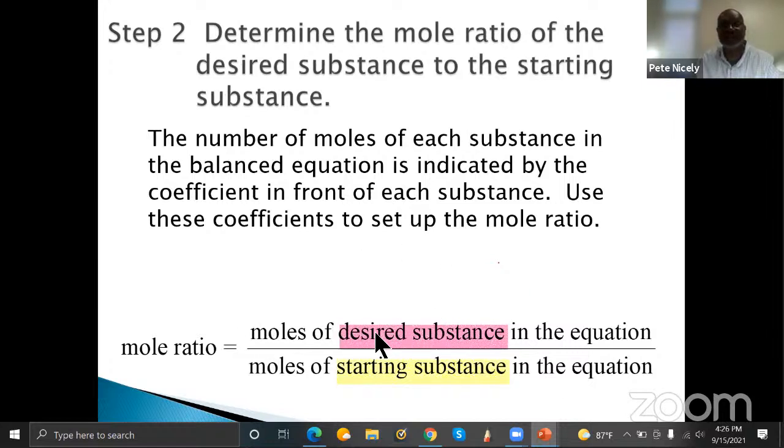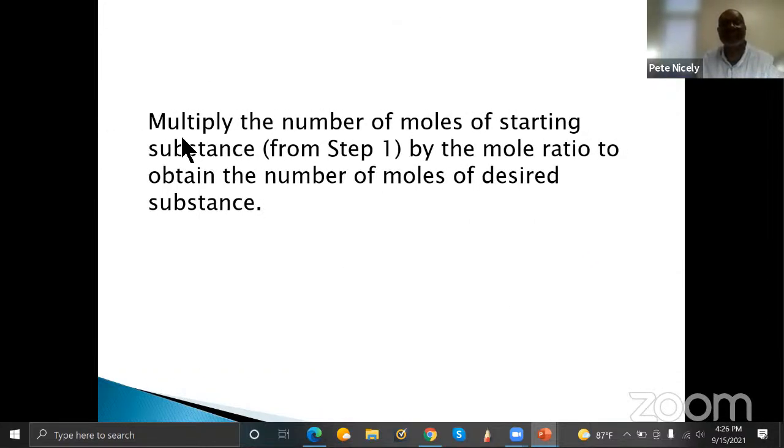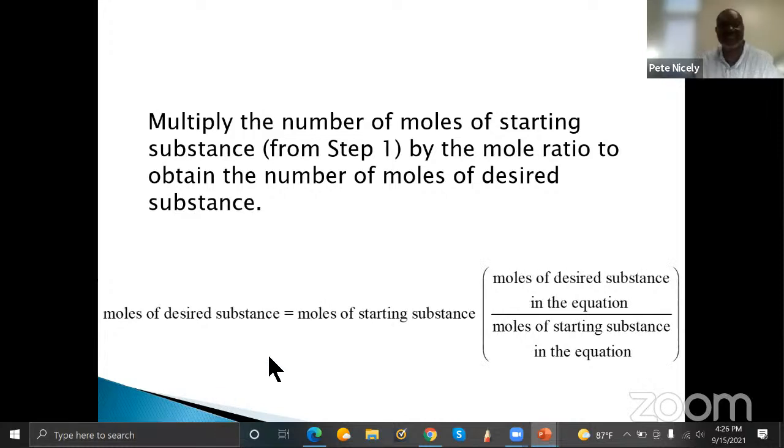So the moles of the desired substance divided by the moles of the starting substance in the equation is the mole ratio that you would use to convert from the moles of the starting substance to the moles of the desired substance. Then we multiply the moles of the starting substance by the mole ratio to get the moles of the desired substance. This is the setup for that.